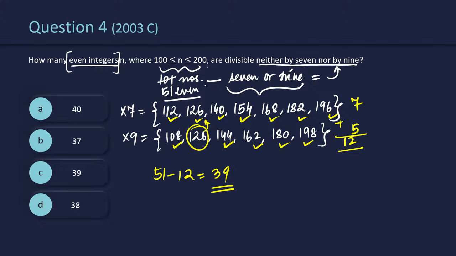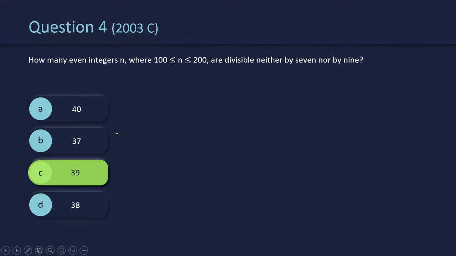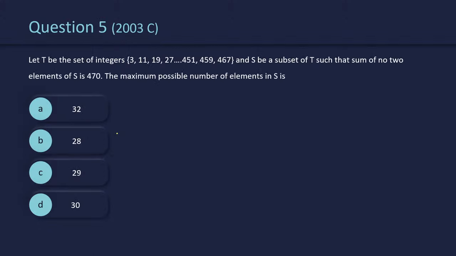ठीक है? चलो. So 39 is the answer. 39. Okay. Next one.